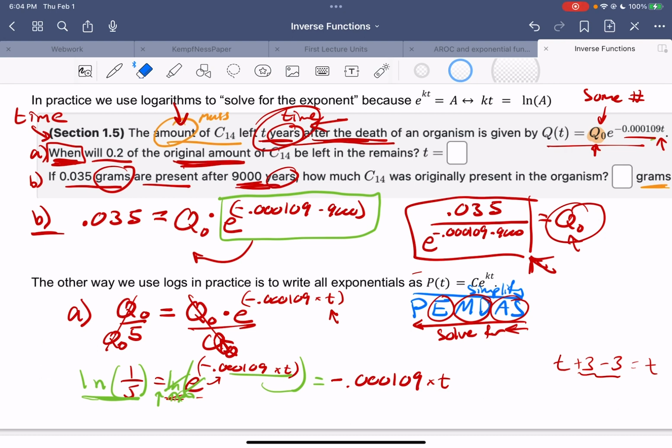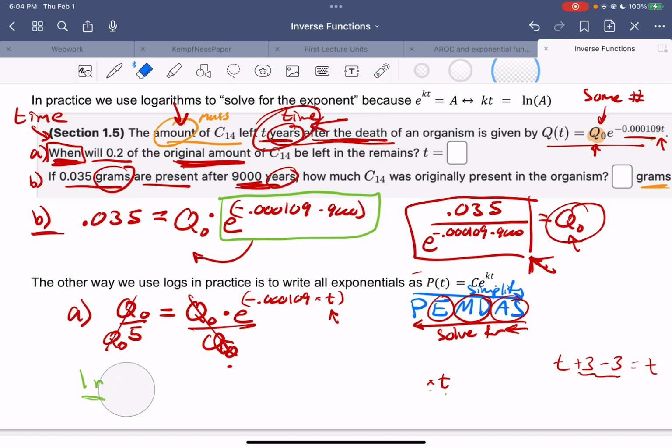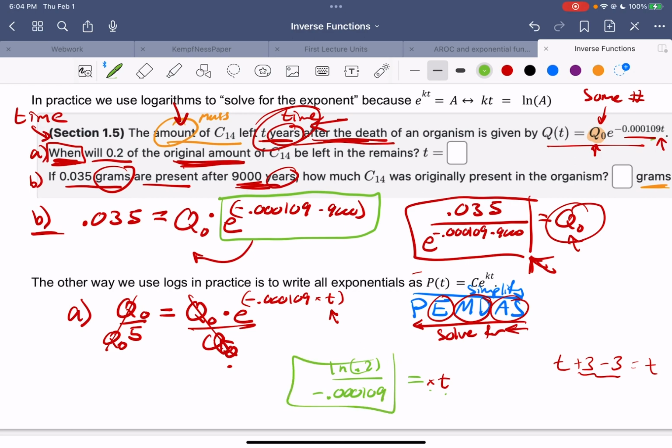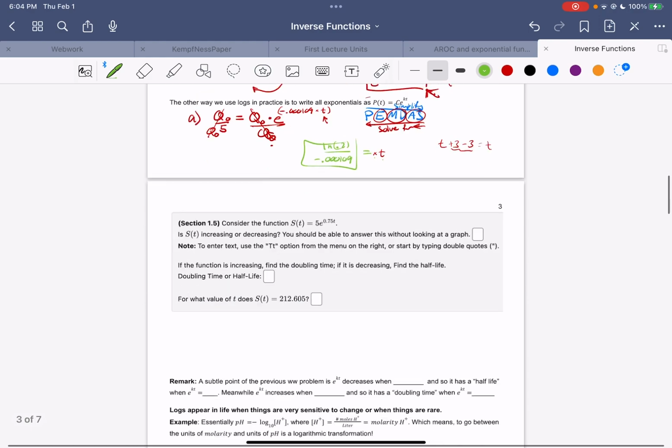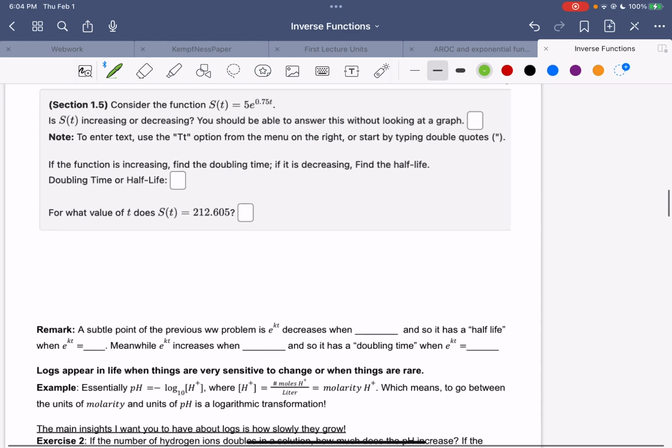So, we got to solve for t. We got a number times t. Let's move that number over. Let's divide both sides by that number. And what you get, the end result, is that t was equal to the natural log of 0.2, aka 1/5, divided by negative 0.000109. Okay, there's t. That's the answer for A. Voila. All right, let's do it again.